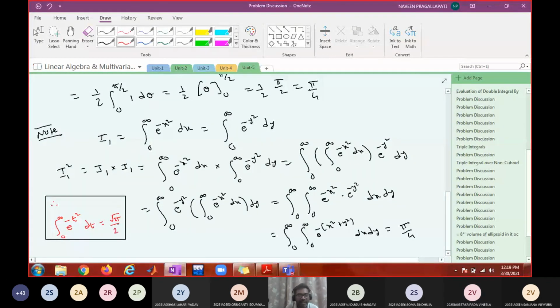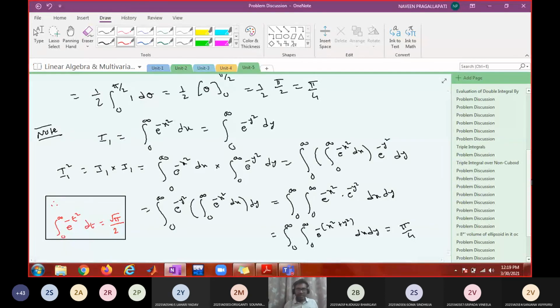And this is a very standard result which will be useful in other parts of calculus. It's actually related to the error function. So it is a useful result.